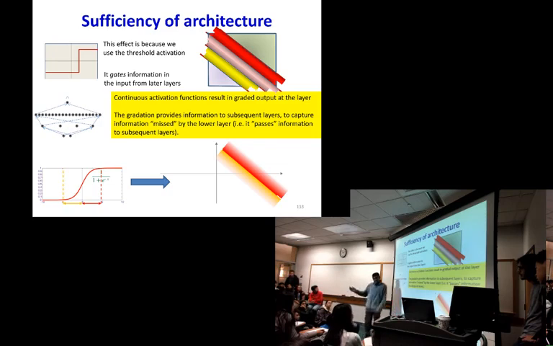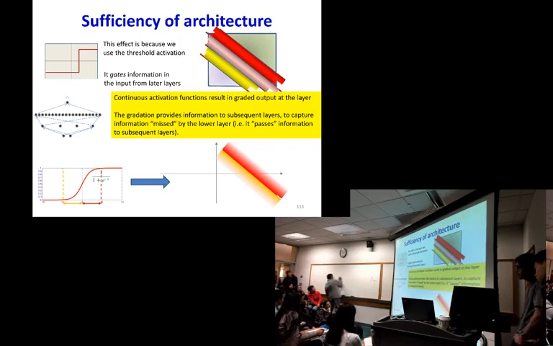So how can I fix that? I can make my sigmoid wider, correct? So if my sigmoid were like this, I can have information about a wider range of values.